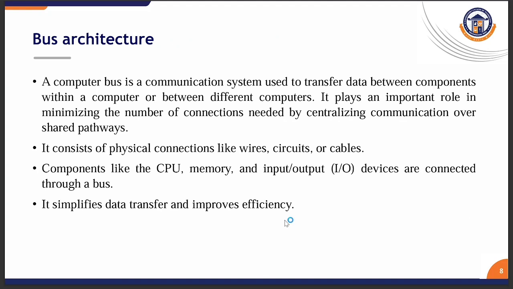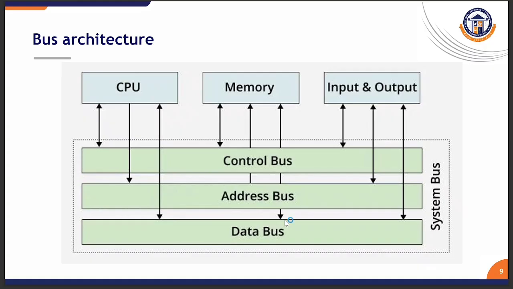Bus architecture. A computer bus is a communication system used to transfer data between components within a computer or between different computers. It plays an important role in minimizing the number of connections needed by centralizing communication over a shared path. It consists of physical connections. Components like CPU, memory, input-output devices are connected through the bus. It simplifies data transfer and improves efficiency. This is the bus architecture. It consists of control bus, address bus, data bus, CPU, memory and input-output devices.